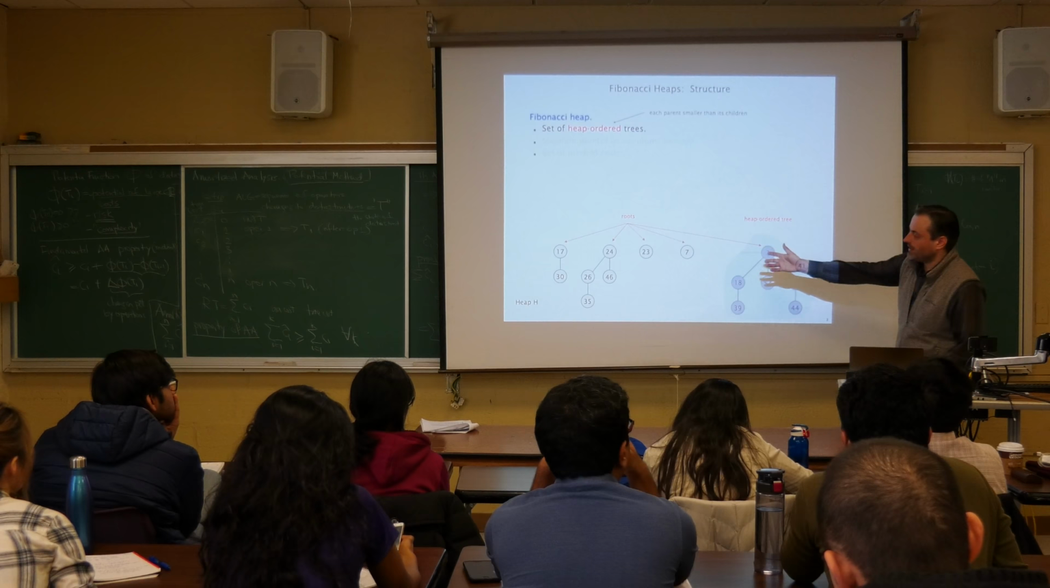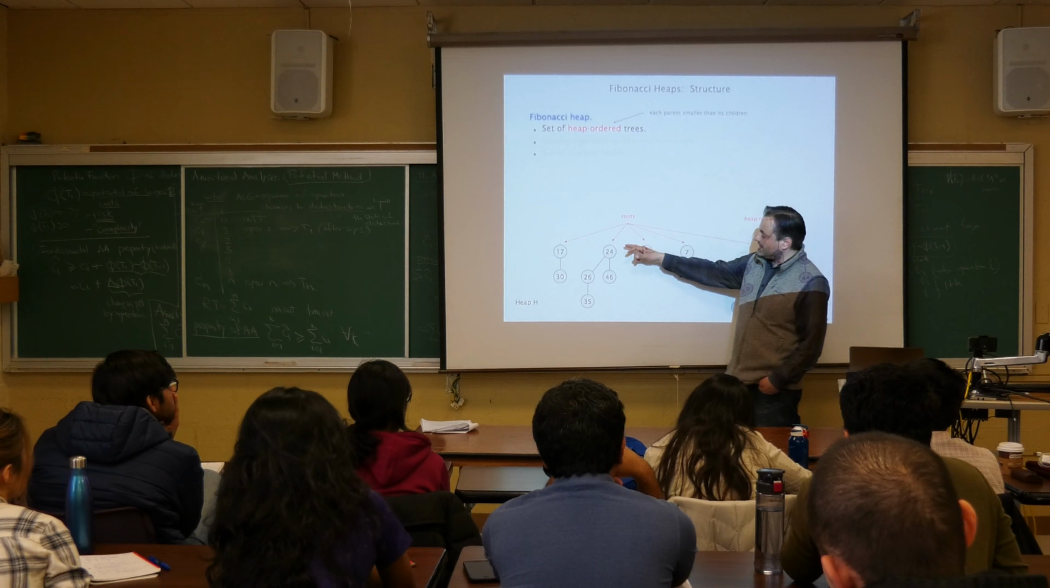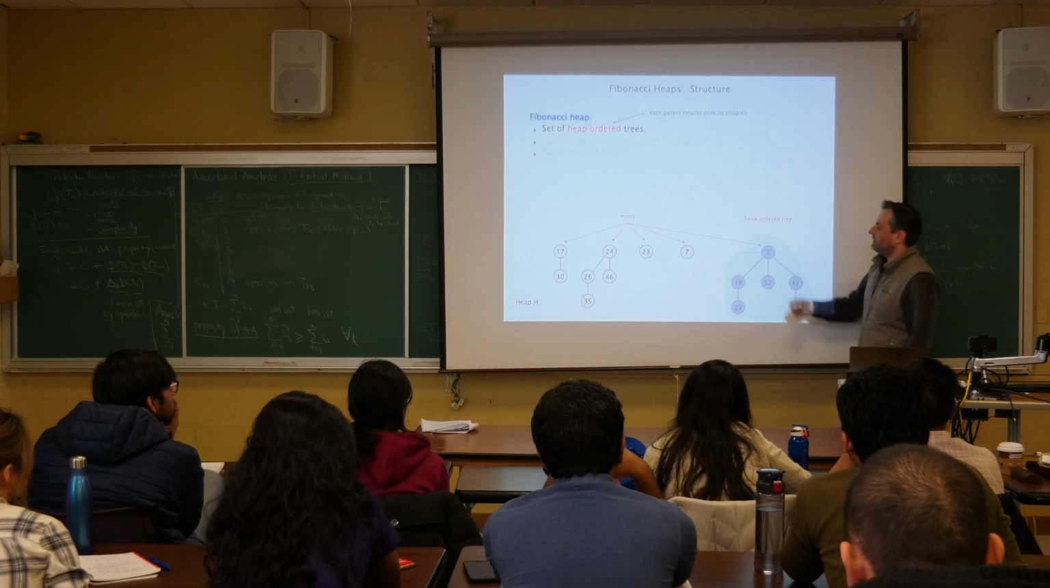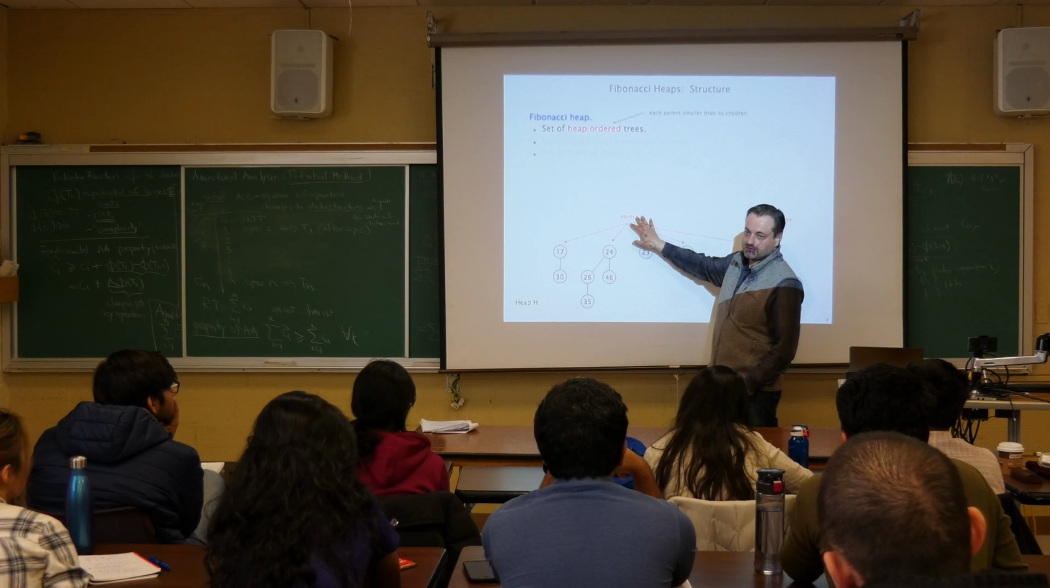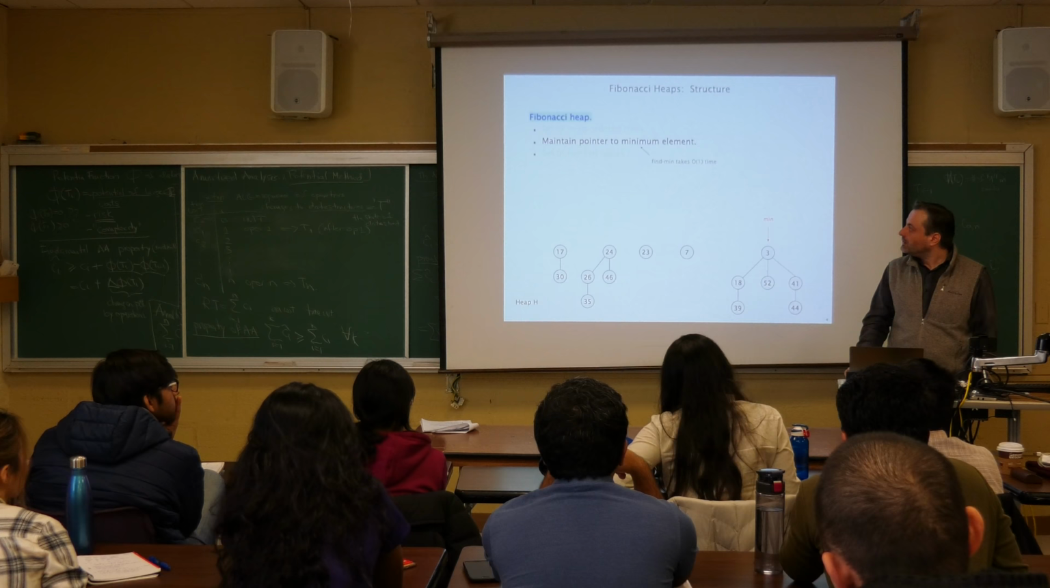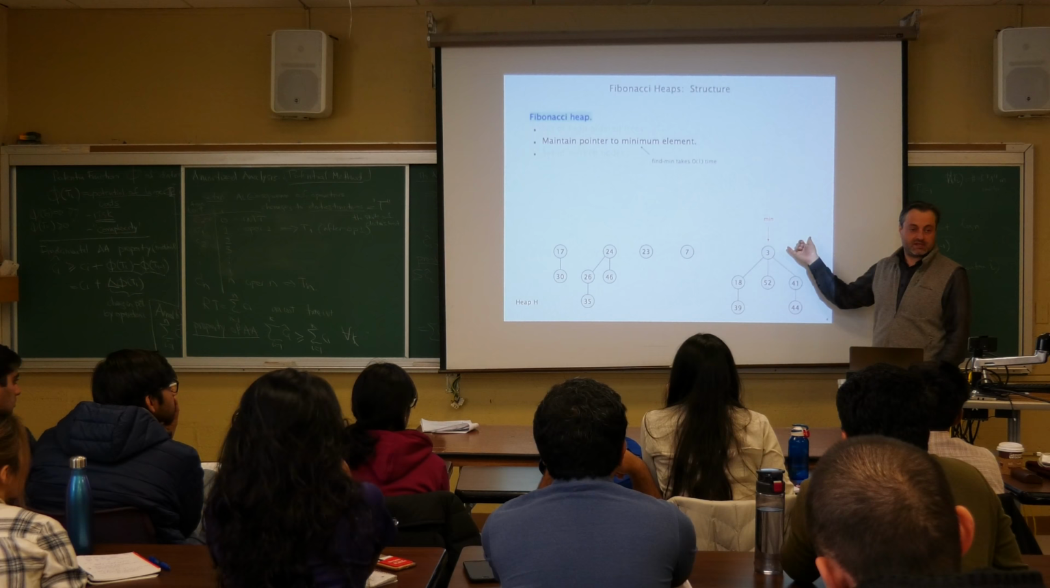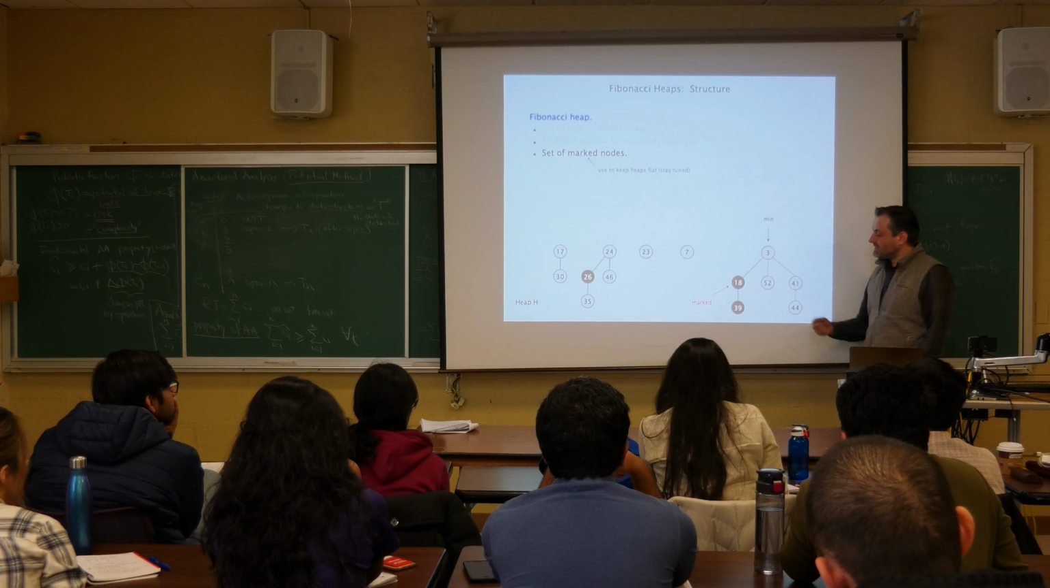So here's how it might look. Right? I have these heaps, and again, the property is that a number is smaller than its children, and there is a linked list at the root. So this is conceptual, this is not part of the structure, it's just saying I have a bunch of roots. I have to maintain the minimum element, I need to know which one of those roots is the minimum, that's easy. And I have, like in red black trees, a bunch of marked nodes.